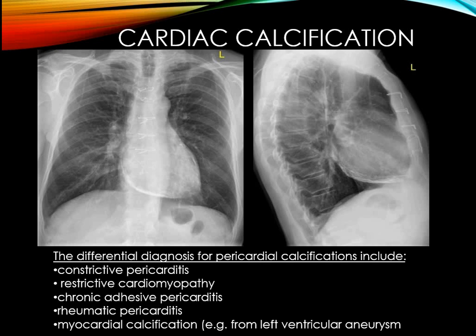Talking about the cardiac shadow, sometimes in the chest X-ray you can see a line bounding or drawing the outer boundaries of the heart, just like in this chest X-ray in the PA and the lateral view. This white line represents calcifications in the pericardium, or pericardial calcifications, which has a list of differential diagnoses. One of the most important is constrictive pericarditis.